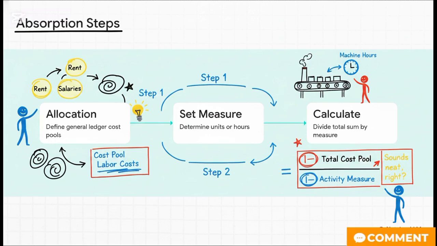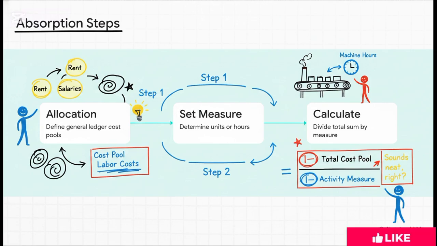But, how do we actually calculate that absorption in the real world? Well, the folks over at NetSuite outline a pretty brilliant, structured, three-step procedure for this. Step 1, allocation. You gather up your general ledger accounts and dump them into distinct cost pools, like grouping every single factory labor cost together into one big bucket.